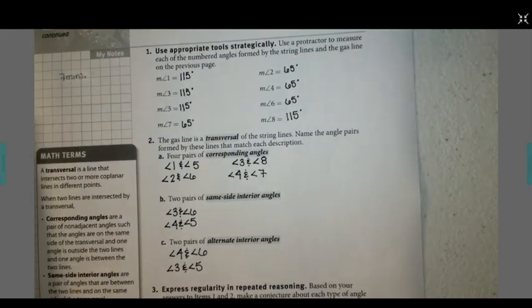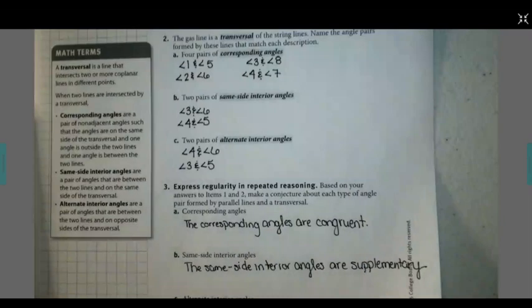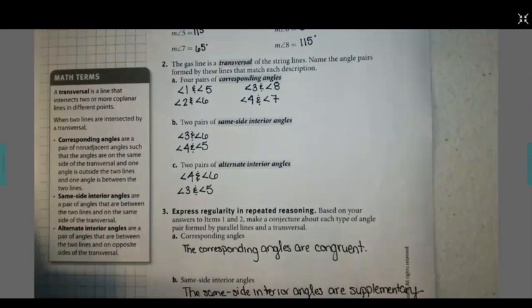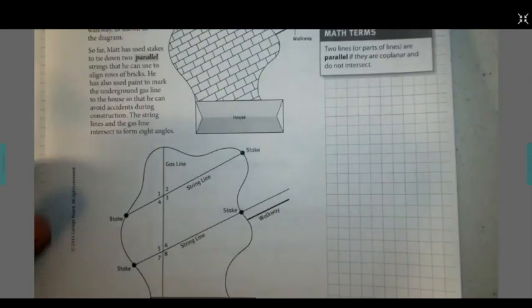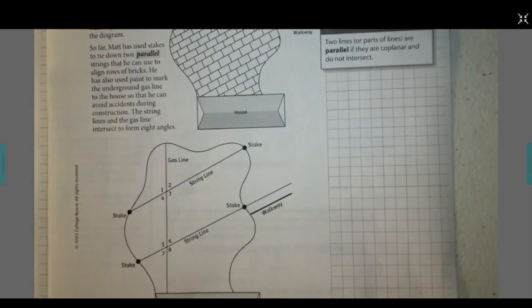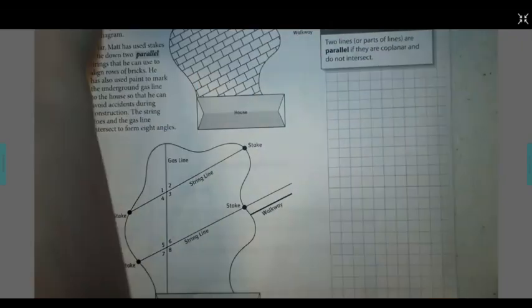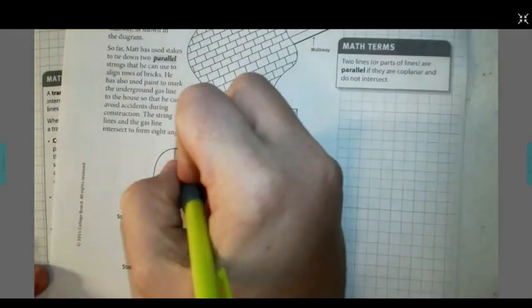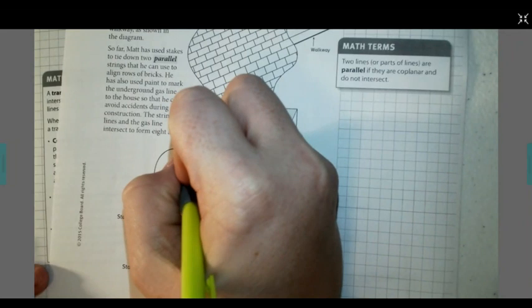Here in question 2, it asks for 4 pairs of corresponding angles. I said that was 1 and 5, 3 and 8, 2 and 6, and 4 and 7. Recall that corresponding angles are on the same side of the transversal. Now, let's talk about this. The gas line is the transversal.